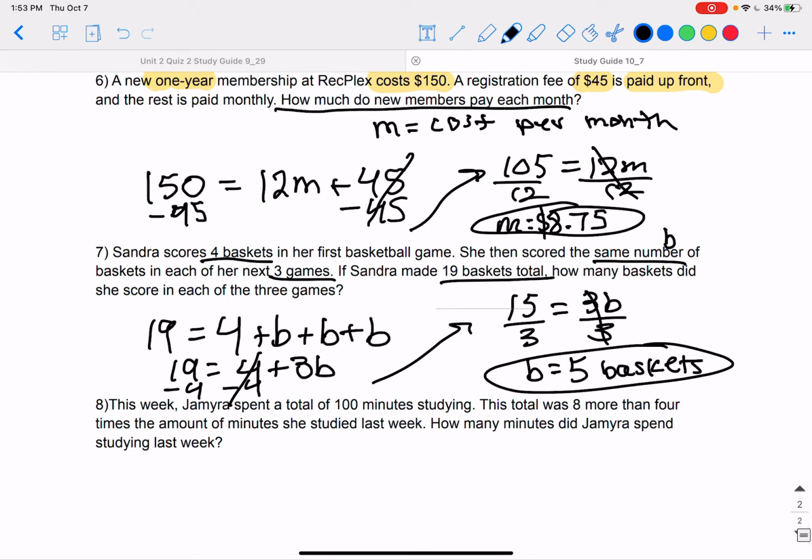All right, lastly, this week, Jamira spent a total of 100 minutes studying. This total was 8 more than 4 times the amount of minutes she studied last week. How many minutes did Jamira spend studying last week? Okay, so this is using skills from the last quiz on translating phrases into expressions. That skill will come in handy because we have 8 more than 4 times the amount of minutes she studied last week. So we're going to call the amount of minutes she studied last week M, and that's what we're looking for.